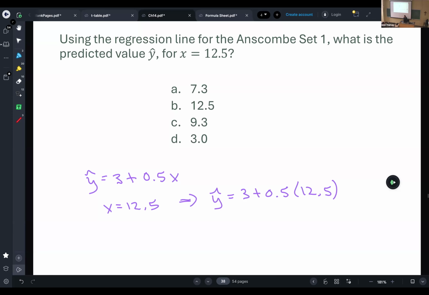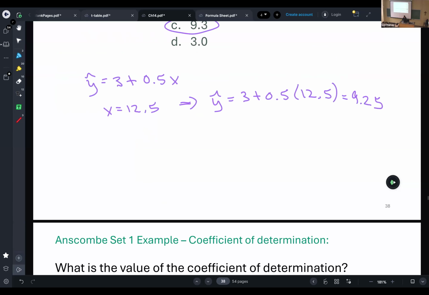Okay. Anybody get an answer? We have an answer. Yeah, 9.25, so C. It's just rounded again, right? Good. So you can see this is one of the main reasons.